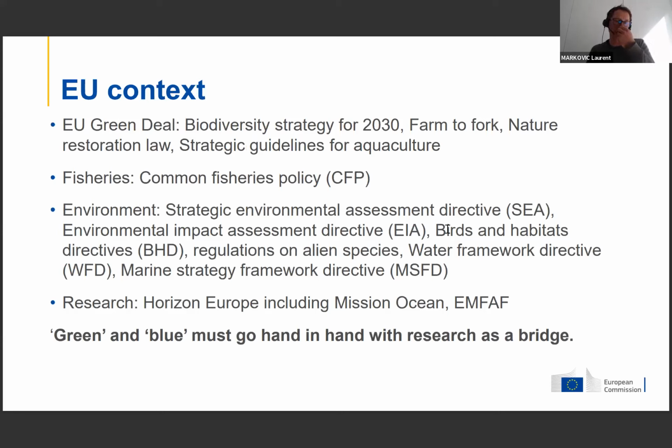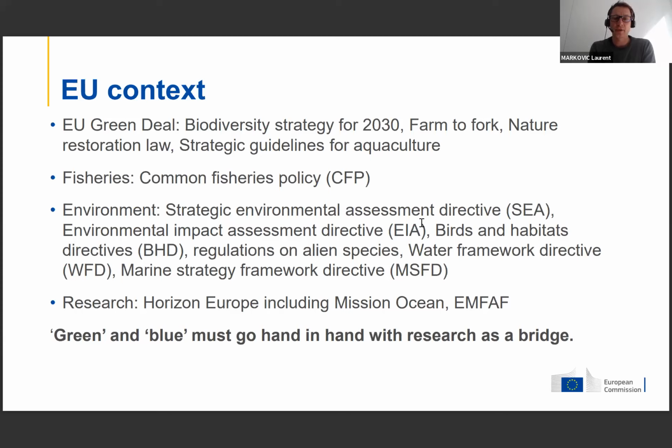So now the EU context, and for that one I'm a bit more aware. Obviously, the Green Deal is the big flagship initiative of the Commission for this mandate. Among other things, you have the biodiversity strategy for 2030, the Farm to Fork initiative, the nature restoration law, which will hopefully be adopted by summer, in June actually, and the strategic guidelines for aquaculture. From my perspective, they're all relevant to aquaculture, especially in the marine environment. You also have fisheries, because the common fisheries policy does cover sustainable aquaculture.